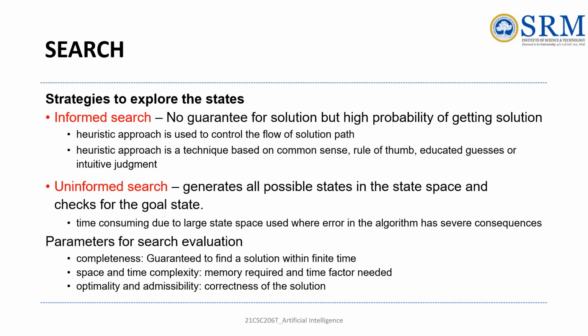And next we have informed search, which uses heuristics. Heuristics are the common sense rules to guide the search, for example, the A-star algorithm in gaming AI. We'll explore that later. In an uninformed search technique, it explores all possible states without prior knowledge, for example, breadth first search, which we'll also explore later.